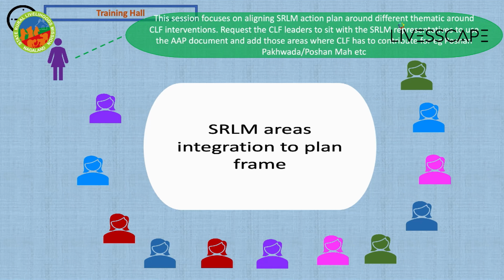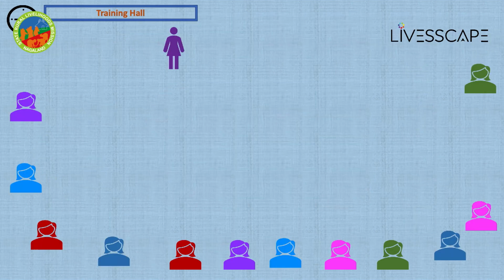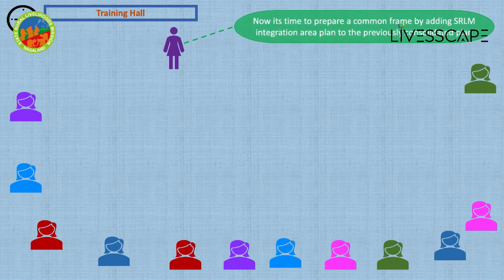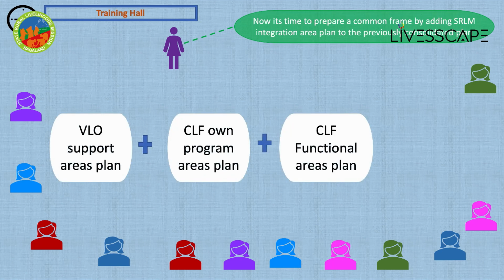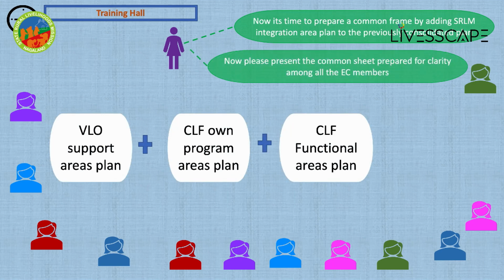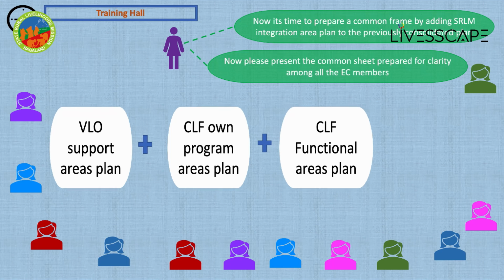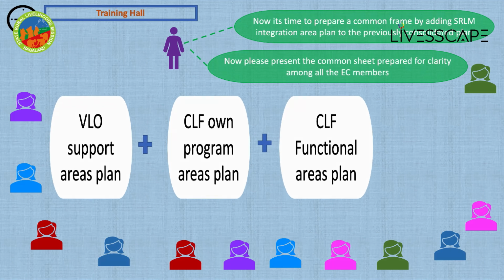For that, the CLF will have to ask the BMMU or the SRLM representatives to share what kind of plans they have for the CLF where they need the CLF's assistance in the coming year. Once that is presented, the CLF representatives will have to add that to the AAP document so that it is very clear what those areas are where the CLF has to ensure support to the SRLM.